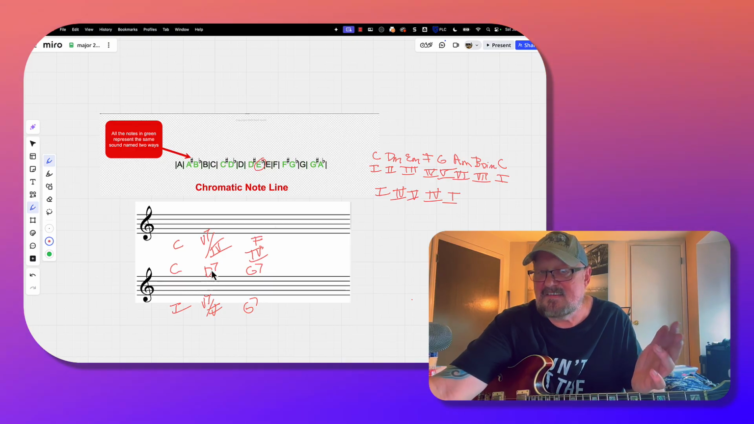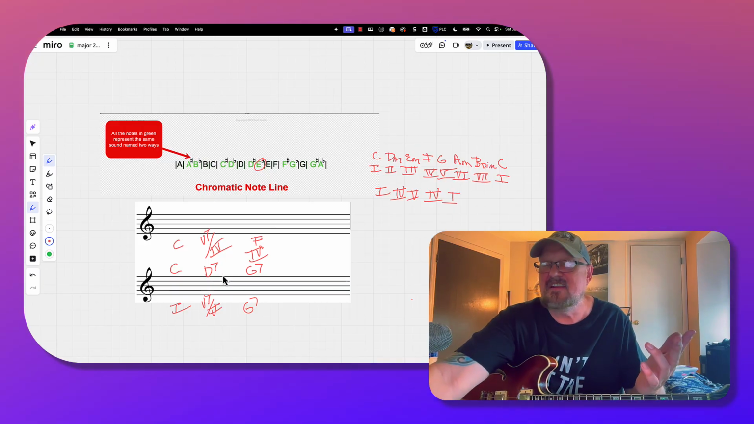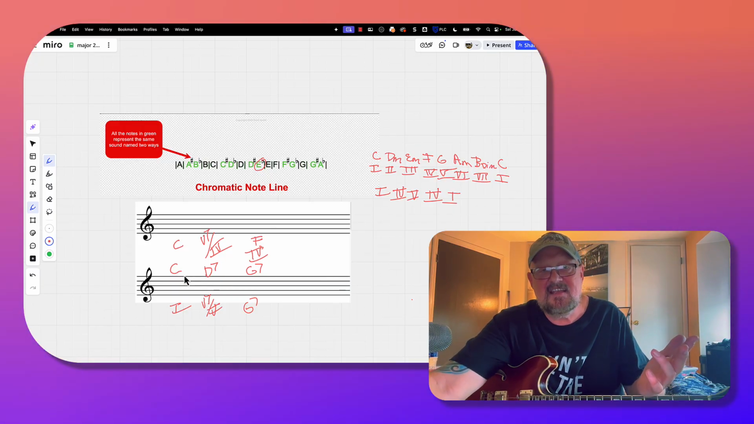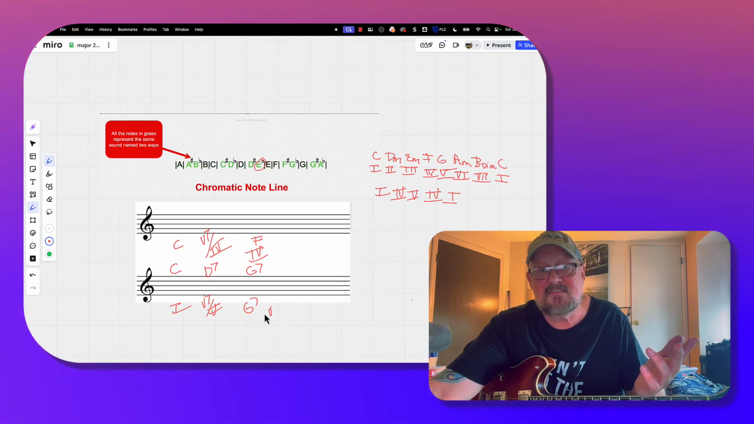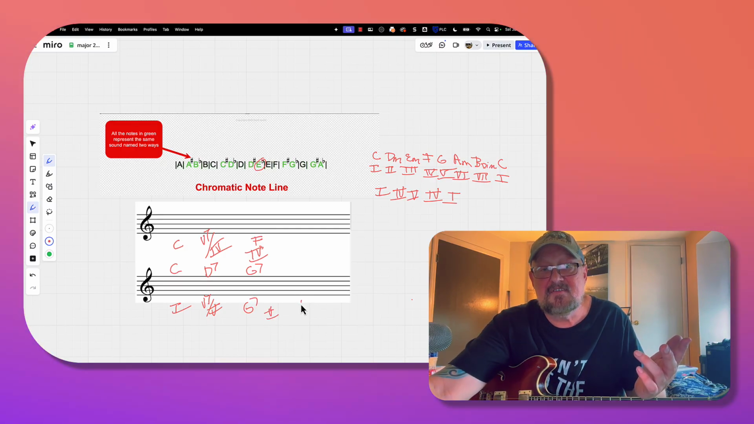this isn't a key change. It didn't temporarily go to a different key. It's just called a secondary dominant. So D7 to G7 to C, this would be called 5, 7 of 5, and then it usually goes to 1.